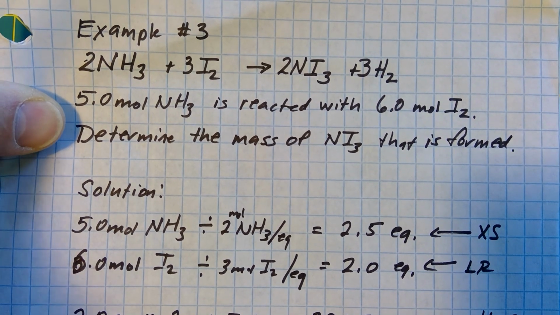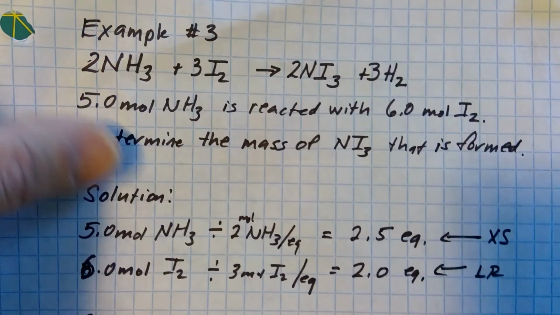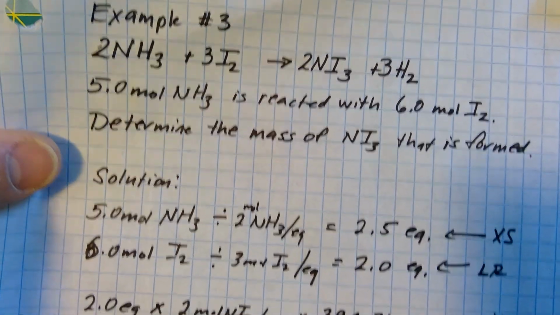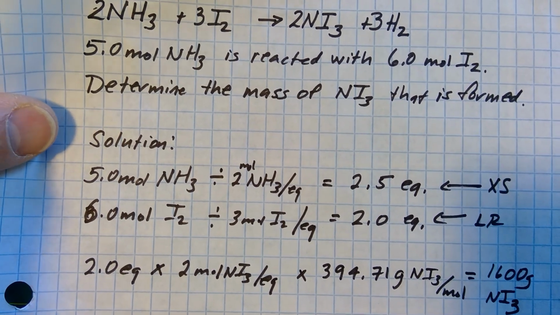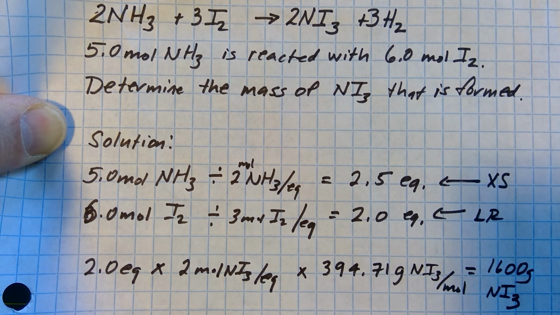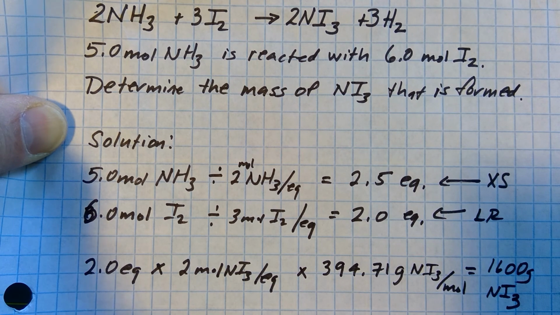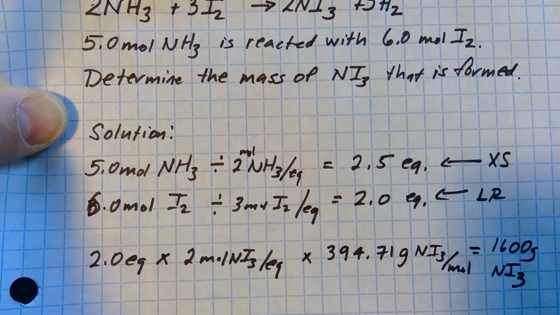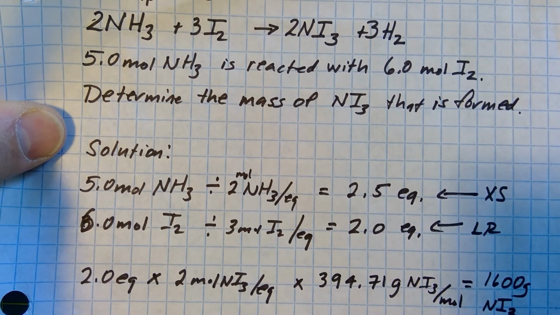So iodine's limiting reactant. And we use 2 equivalents to figure out how much nitrogen triiodide is formed. So 2 equivalents, multiply times the coefficient for nitrogen triiodide, which is 2, and then by its molar mass, which is 394.71, you'd end up with 1,600 grams of nitrogen triiodide.